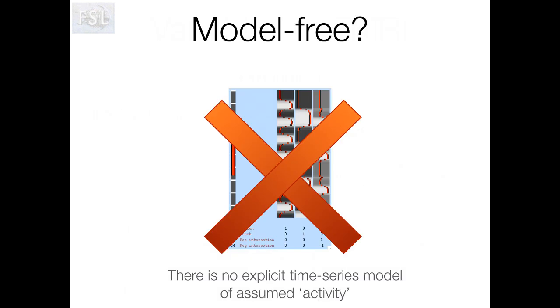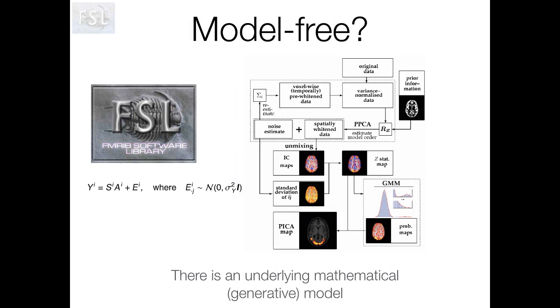So ICA is model-free in that we don't define an explicit time series model of what we expect to see in the data. However, internally, the ICA algorithm does use an underlying mathematical model which makes some assumptions about how to separate, how to find the hidden interesting structures and signals that are present in the data. And we will go into a little bit of detail, but not in any great depth, of these internals. You don't need to fully understand the details of how ICA works in order to successfully apply it to your own data.